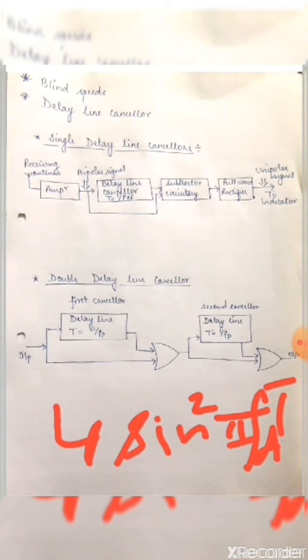The response of the double delay line canceller is much better than the single delay line canceller because it provides an additional cancellation of clutter. In short, this double delay line canceller is much more beneficial than the single delay line canceller because it provides the additional cancellation of clutter as compared to the single delay line canceller.